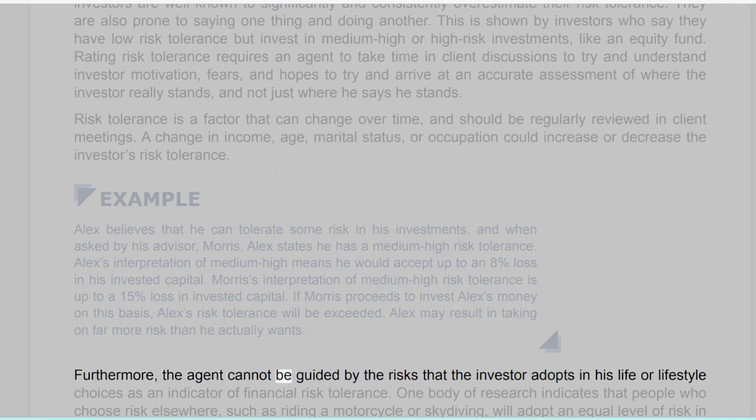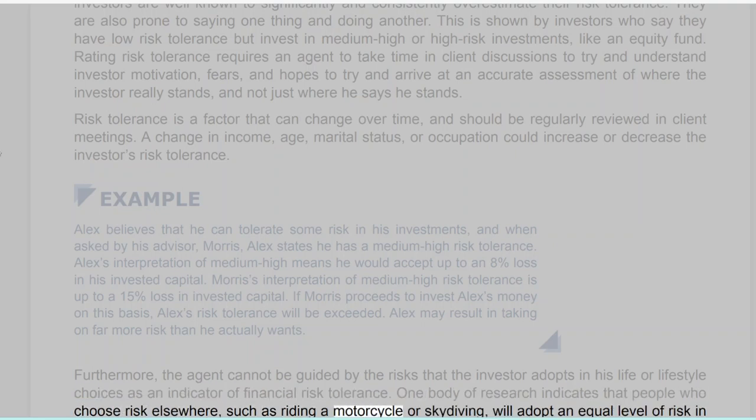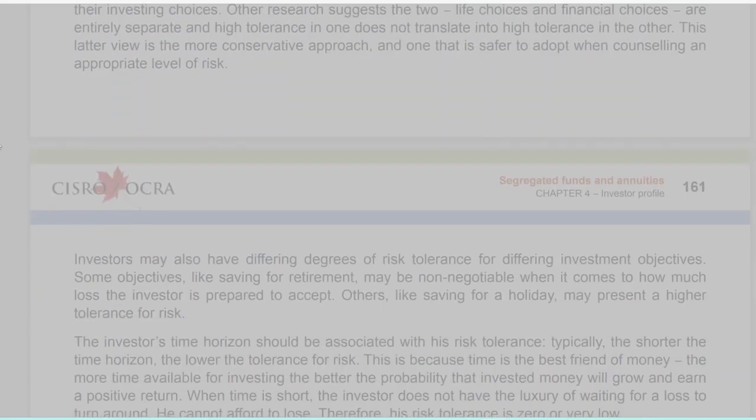Furthermore, the agent cannot be guided by the risks that the investor adopts in his life or lifestyle choices as an indicator of financial risk tolerance. One body of research indicates that people who choose risk elsewhere, such as riding a motorcycle or skydiving, will adopt an equal level of risk in their investing choices. Other research suggests the two, life choices and financial choices, are entirely separate, and high tolerance in one does not translate into high tolerance in the other. This latter view is the more conservative approach, and one that is safer to adopt when counseling an appropriate level of risk.